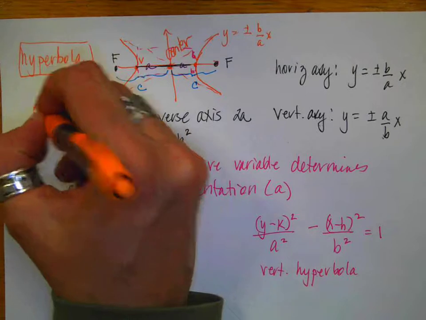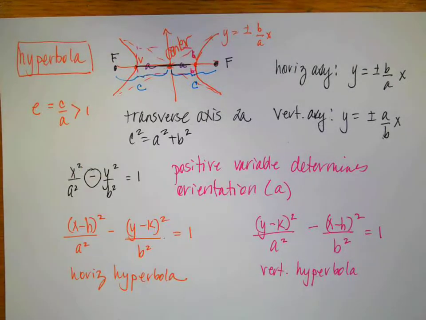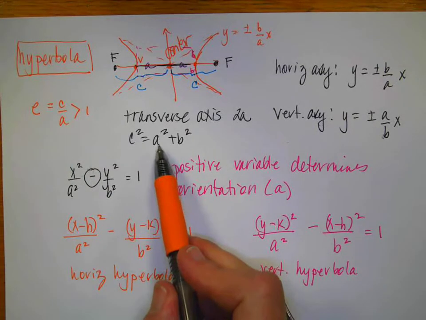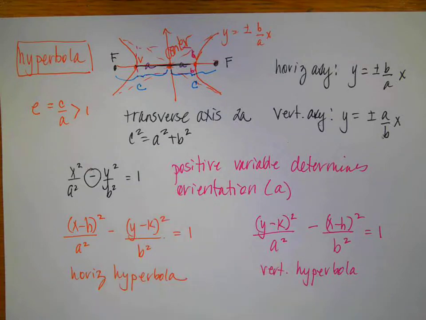Okay? So again, we talked about our eccentricity. For a hyperbola, the e value, which is c divided by a, is going to be greater than 1. Okay? And I have this handy-dandy formula to help me find c or b or whatever's missing. So those are called our basic equations, or our standard form of the equation for the circle, the parabola, the ellipse, and the hyperbola. Okay?